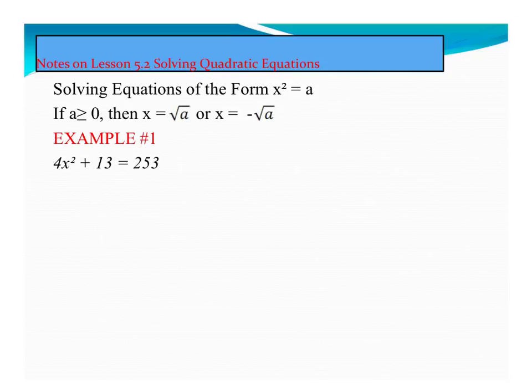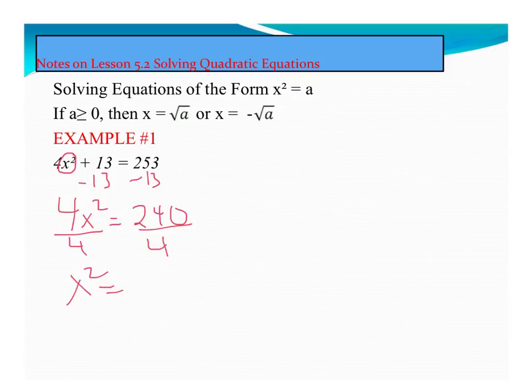So let's start with this one here. We have 4x squared plus 13 equals 253. What we want to do here is isolate that x squared. So the first thing we can do is subtract 13. I'm left with 4x squared equals 240. Now to get that x squared alone, we have to divide by 4. So we get x squared equals 60.